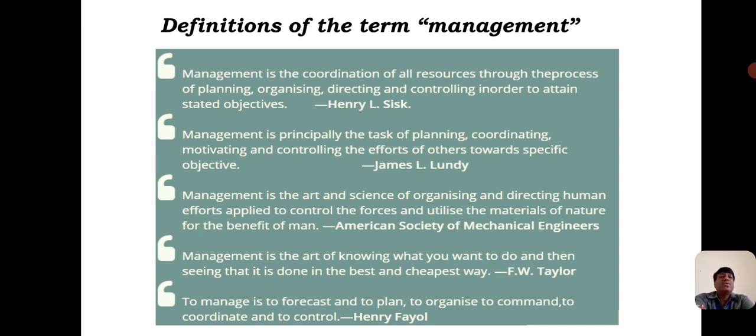Then controlling, I told, controlling is to see that all the things are going as per the plans. The efforts of others towards the specific objective in order to achieve the objectives of the organization. So this is also a nice definition given by James Lundy. Now we should move on to the other definitions, like the one given by the American Society of Mechanical Engineers.